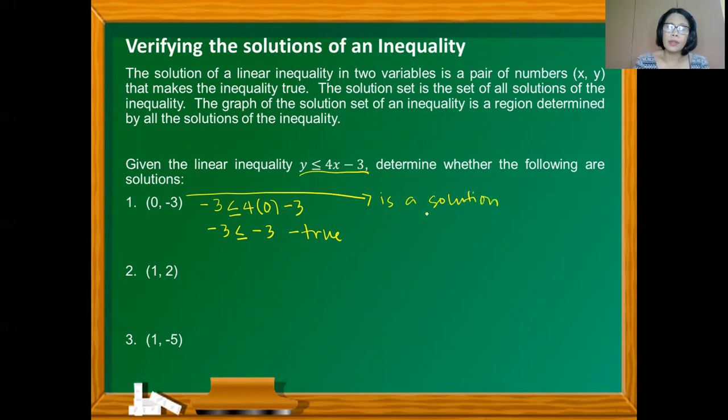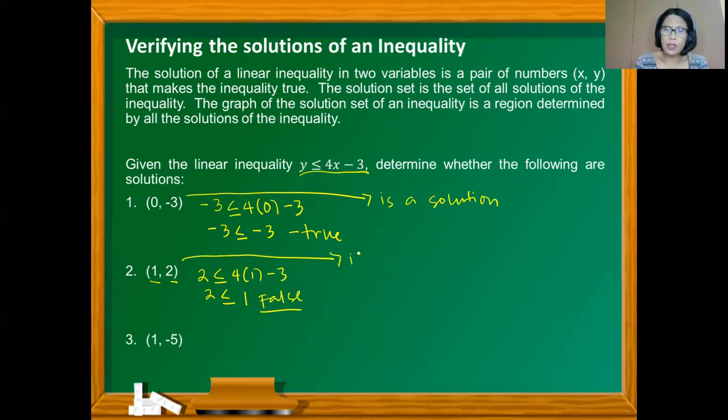For number 2, we're going to substitute 1 and 2 for the x and y of this inequality. So we have 2 is less than or equal to 4 times 1 minus 3. So this is 2 is less than or equal to 4 minus 3, and 4 minus 3 is 1. So 2 is less than or equal to 1. This is a false statement. So meaning (1, 2) is not a solution.